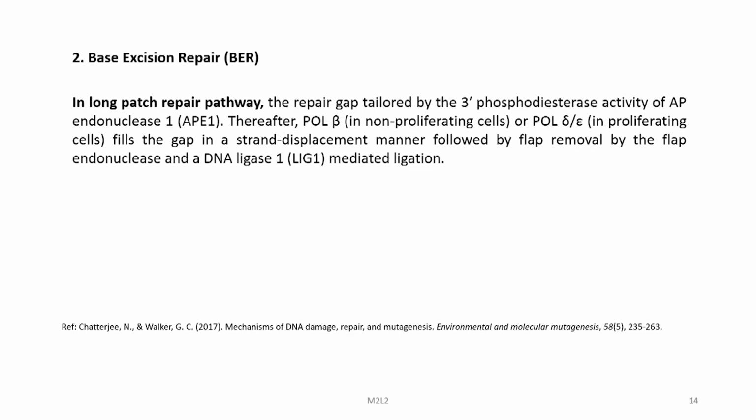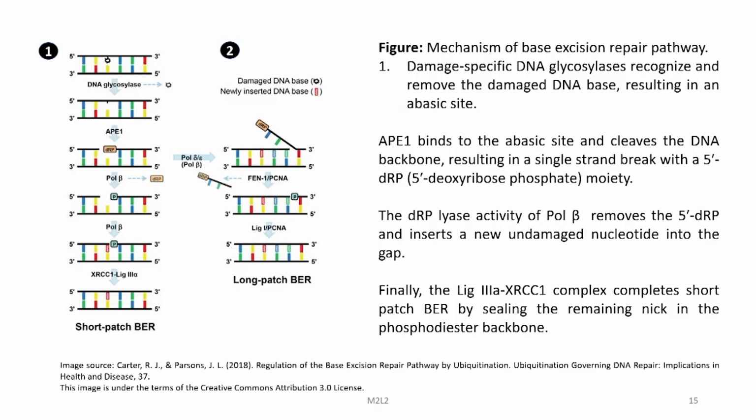Thereafter, Pol B or Pol delta epsilon fills the gap, particularly in proliferating cells, in a strand displacement manner, followed by flap removal by the flap endonuclease and a DNA ligase 1 mediated ligation. So, this figure shows the mechanism of base excision repair pathway.